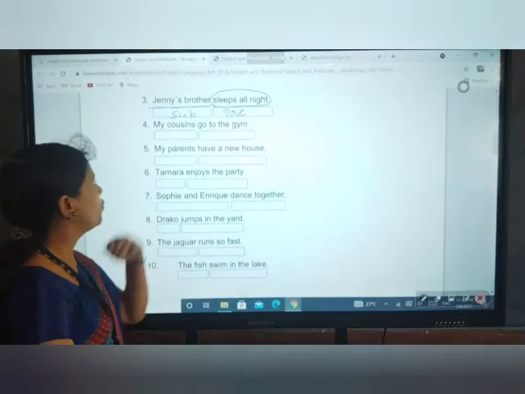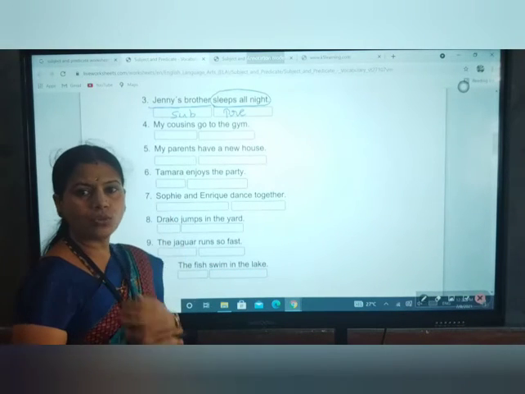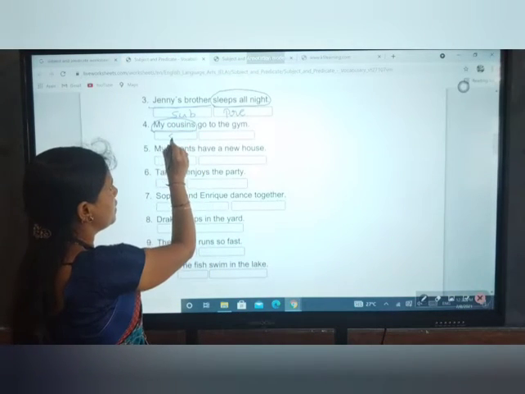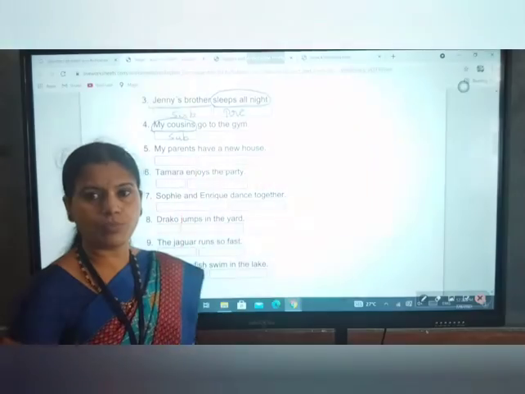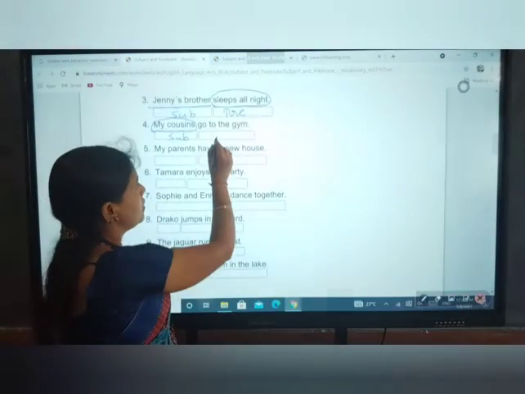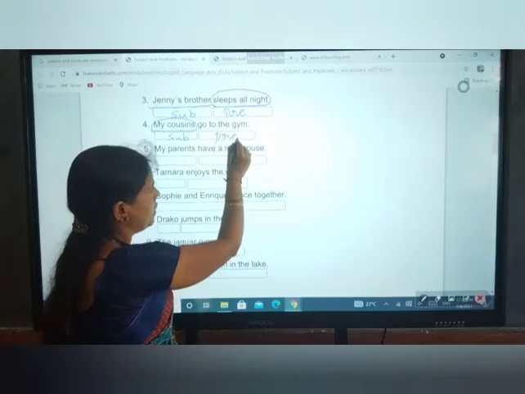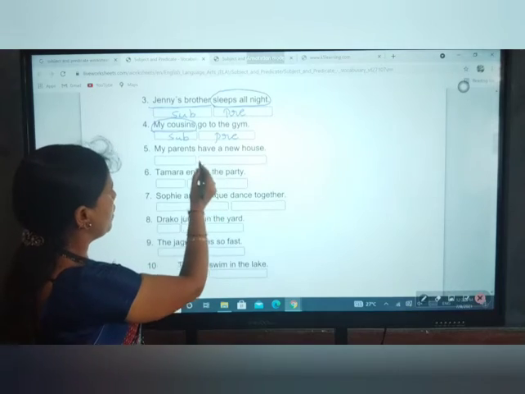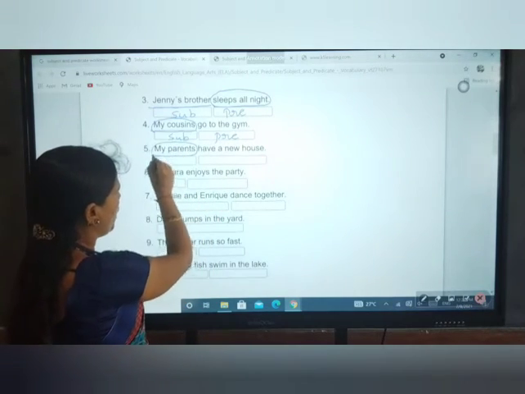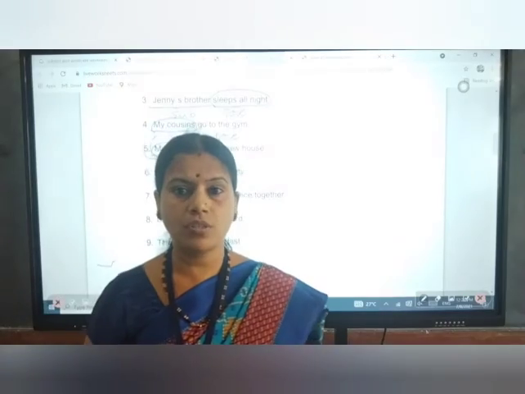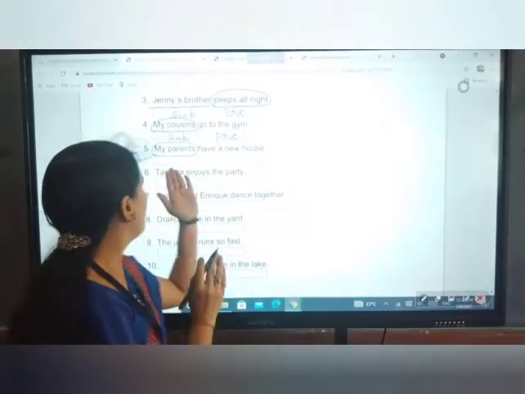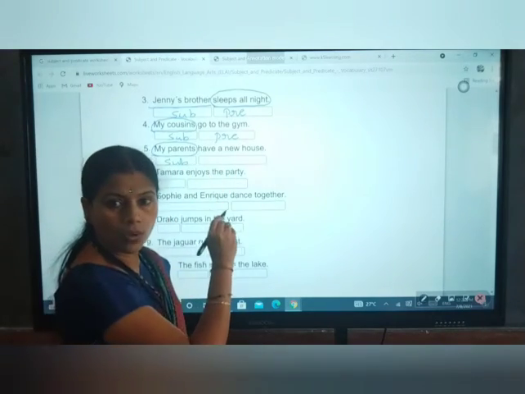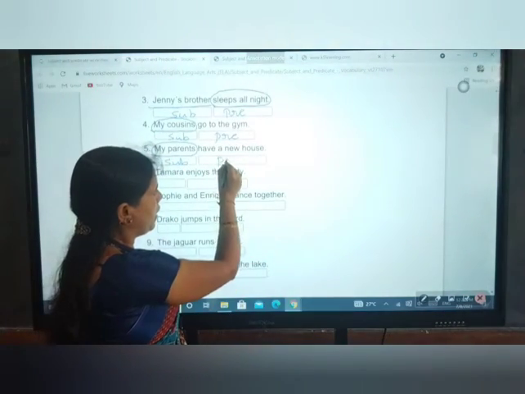Okay, so let's move to the fourth example. My cousins go to the gym. You are talking about whom? You are talking about my cousins. So it becomes subject. And go to the gym, this is predicate. Okay. Then, my parents have a new house. About whom are you talking? The noun or pronoun of the subject is my parents. So it is a subject, whereas have a new house is predicate.